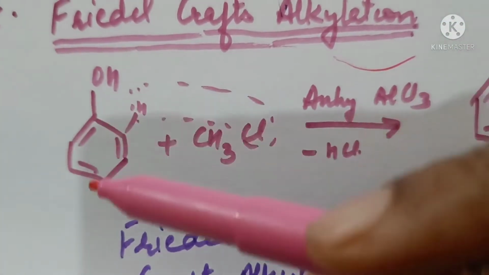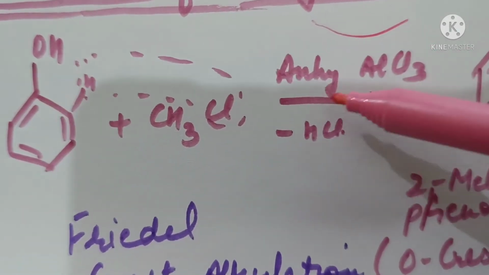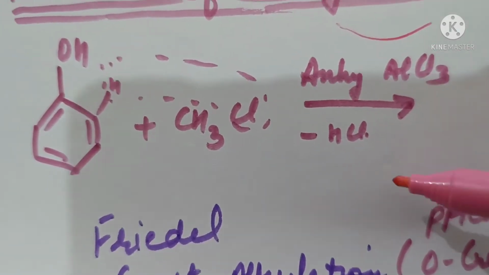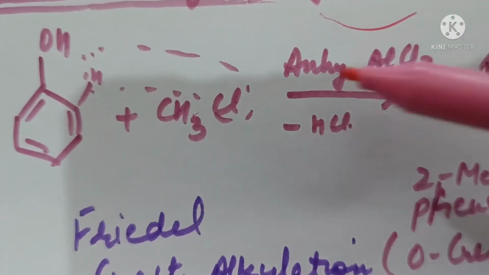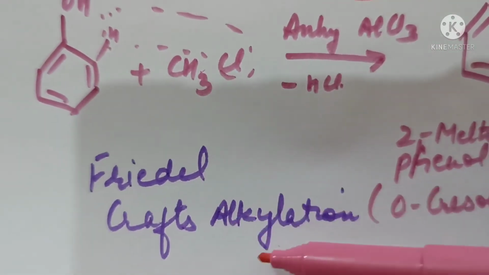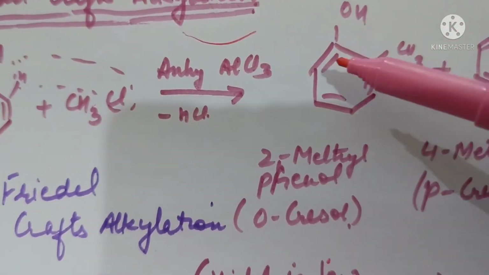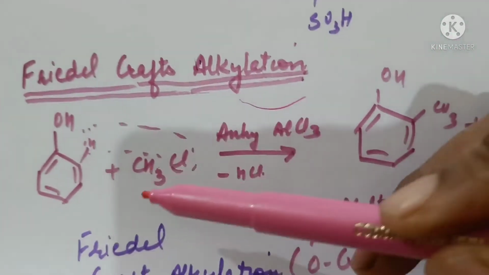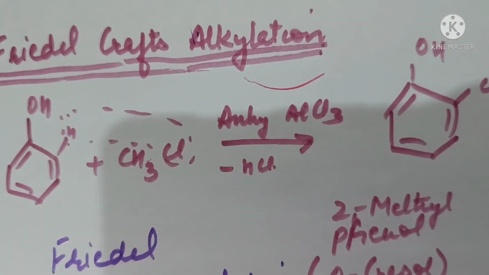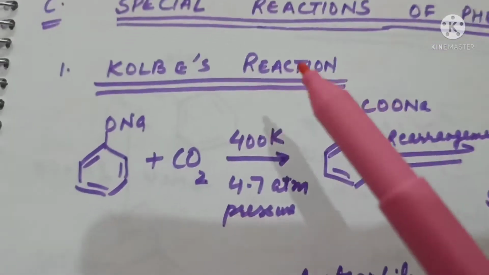And if we react phenol with alkyl halide in presence of anhydrous aluminum chloride, the alkyl group gets attached at the ortho and para positions, and this reaction is called Friedel-Crafts alkylation. So ortho-methyl phenol and para-methyl phenol or para-cresol will be formed when we react it with methyl chloride. The next category is special reactions of phenols.